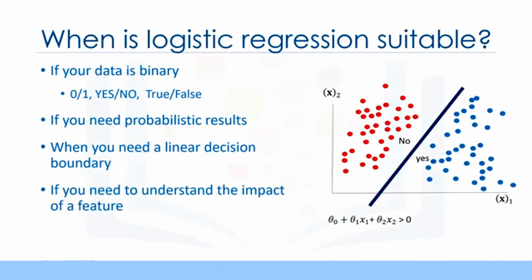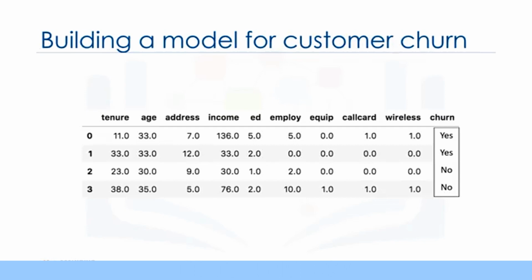Fourth, you need to understand the impact of a feature. You can select the best features based on the statistical significance of the logistic regression model coefficients or parameters. That is, after finding the optimum parameters, a feature X with the weight θ1 close to 0 has a smaller effect on the prediction than features with large absolute values of θ1. Indeed, it allows us to understand the impact an independent variable has on the dependent variable while controlling other independent variables. Let's look at our dataset again.